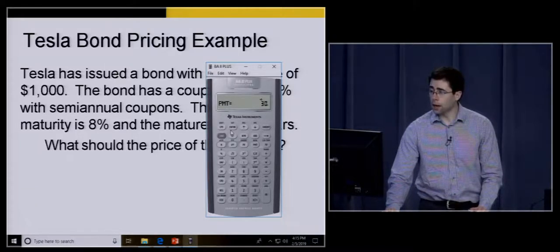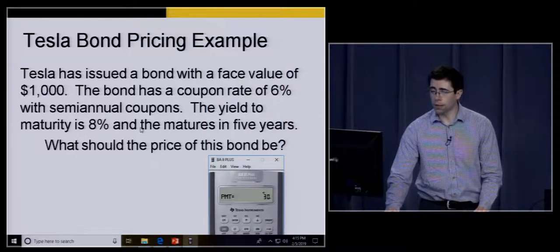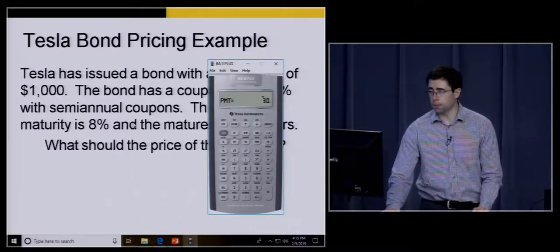Lastly, let's get our I divided by Y. So our yield to maturity here is 8%. And to get our I divided by Y, we need to convert this 8% to a semi-annual figure. So what I'm going to do is divide this 8% by 2, and that gives us an I divided by Y of 4%. So I'm going to put in 4.